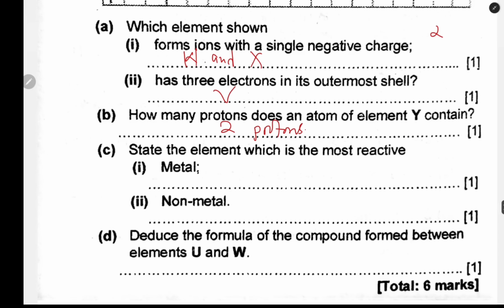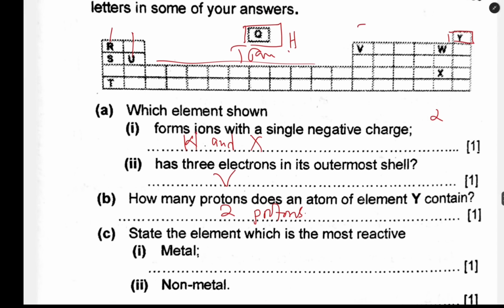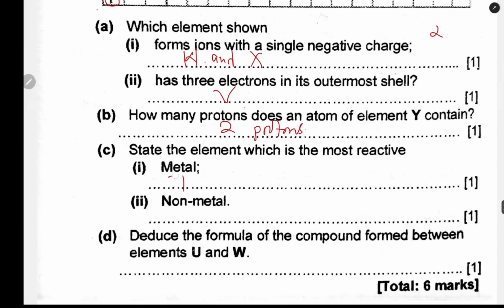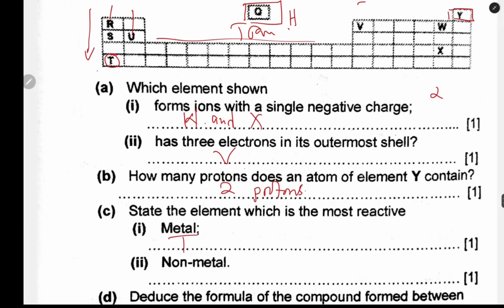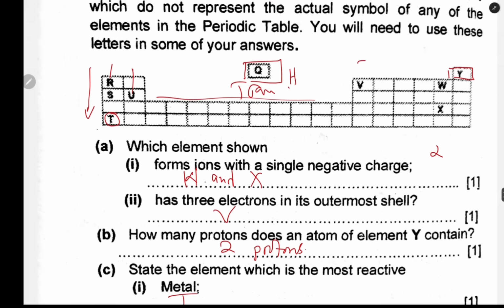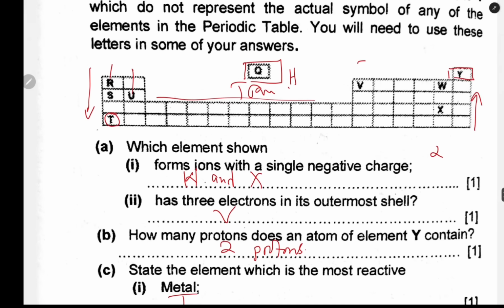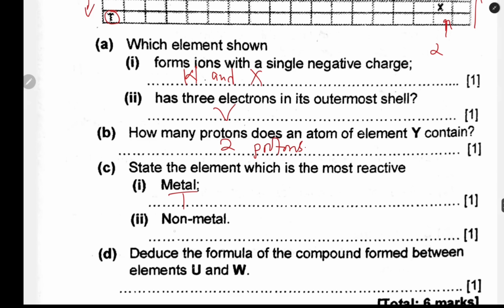State the element which is the most reactive metal. So this one is just a repetition of what we've answered. Most reactive metal, we said as you go down, reactivity increases. And the one at the bottom is the most reactive. So we are putting T. Then most reactive non-metals. As you go up, reactivity increases. So group 8, they are non-reactive, so we are not going to consider that. We are dealing with this group, so the one on top here is the one which is most reactive.